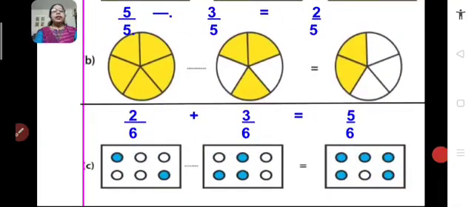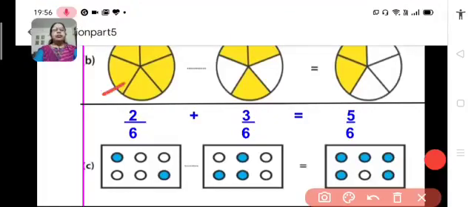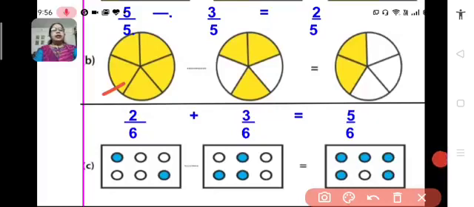Similarly, we have here whole shaded 5 upon 5 and here 3 parts out of 5 are shaded, 3 upon 5. When we subtract these two fractions, what do we get? We get 2 upon 5. So, we keep the denominator as it is and we subtract the numerators. So, we get the result as 2 upon 5.